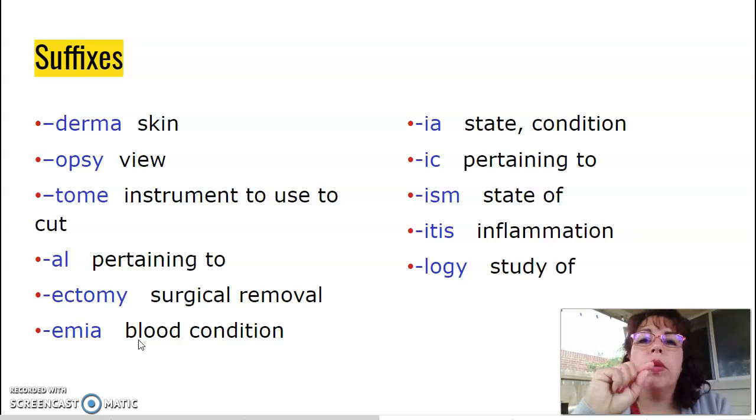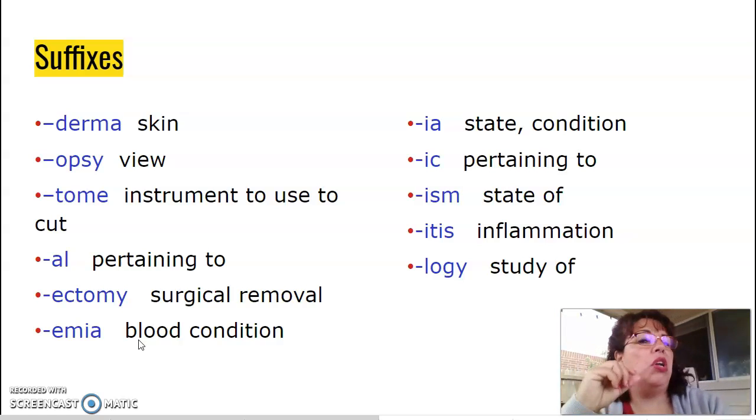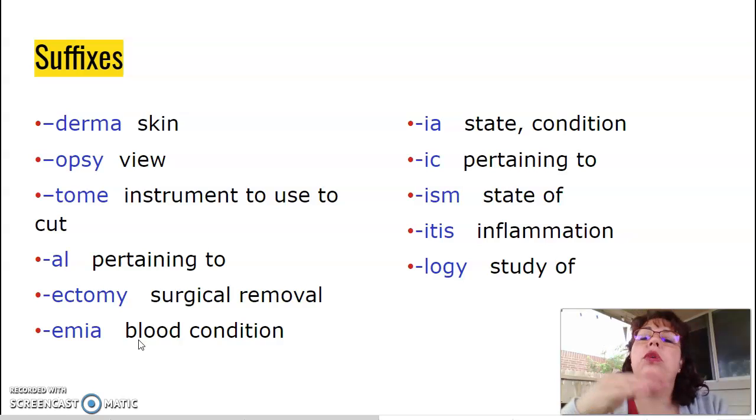A-N-E-M-I-A, anemia. So we know A-N means what? None, not, or without. And emia is blood condition. So it is a blood condition, none, not, or without. We don't really know if it's without iron or without blood cells. We just know it's a blood condition that is lacking something. Okay? IA, state or condition. Make sure you're paying attention to that and you don't miss it.